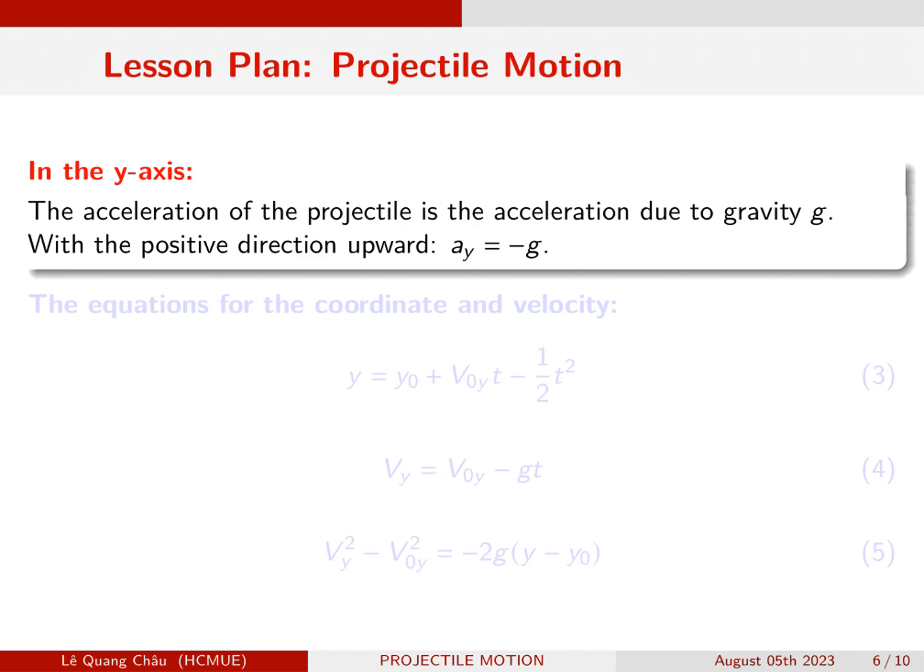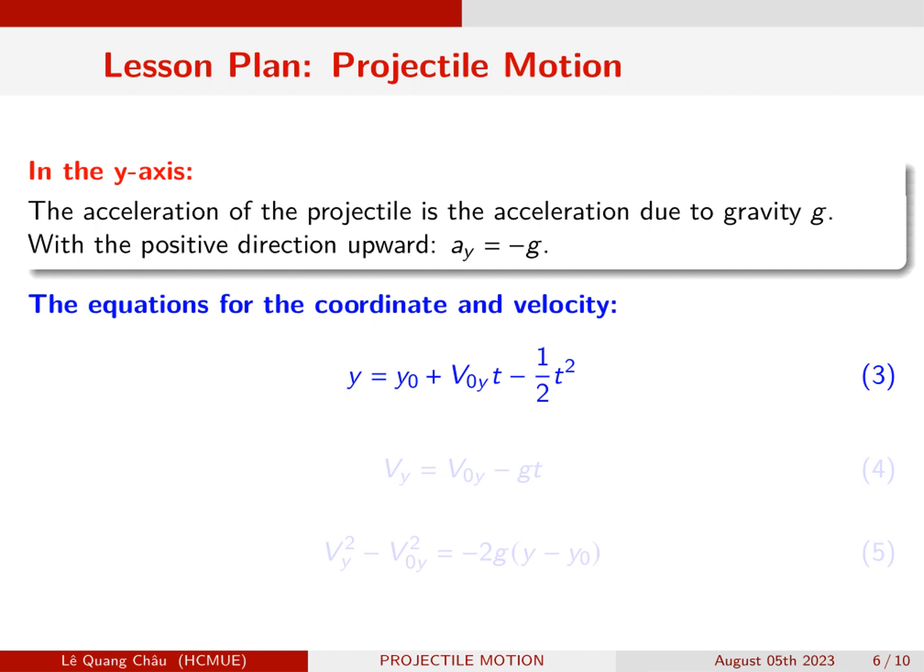In the y-axis, with the positive direction upward, the acceleration of the projectile motion is the acceleration due to gravity g. Consequently, the object experiences uniformly accelerated linear motion in the vertical axis, or we have acceleration a y equals minus g.